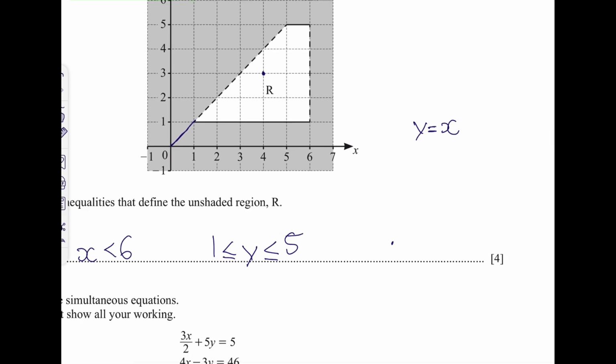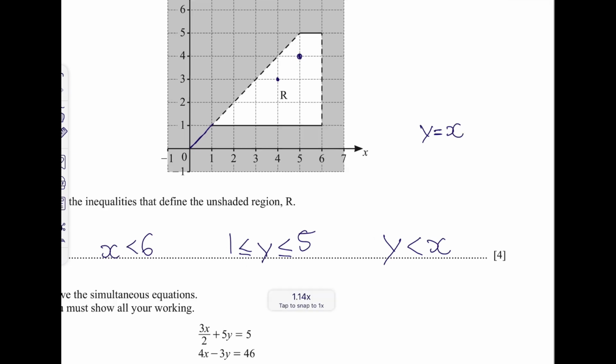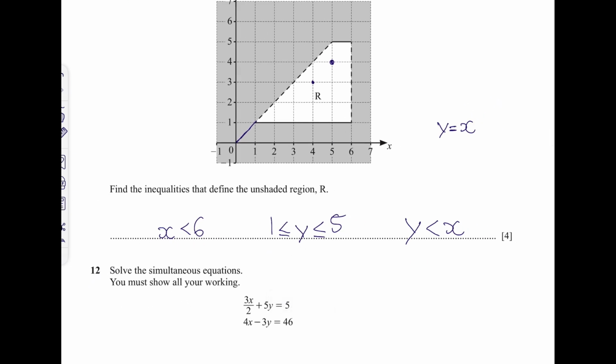So what you would do is the same, y should be less than x, because any point you take inside, even if you take this point, let's say, 4 is less than 5, so y is less than x. For this one, you would get 2 marks because it has 2 boundaries, and x is less than 6 as well. I hope this is clear.